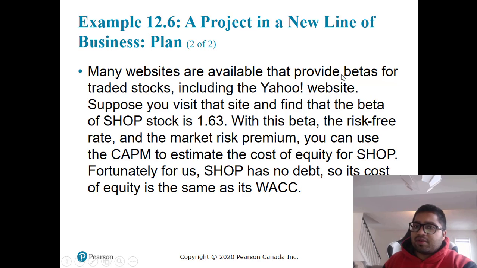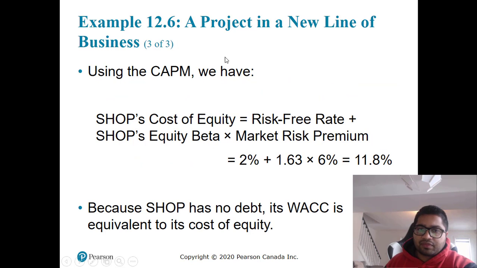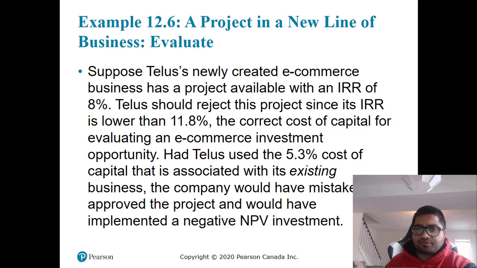Many websites are available that provide betas for traded stocks, including Yahoo Finance. So we can find out Shopify has a beta of 1.63. With this beta, the risk-free rate and the market risk premium, you can use CAPM to estimate the cost of equity. Fortunately for us, Shopify has no debt, so the cost of equity is the same as WACC. So the cost of equity for Shopify is the risk-free rate of 2% plus beta times the market risk premium. So 11.8% is the cost of capital for Shopify.